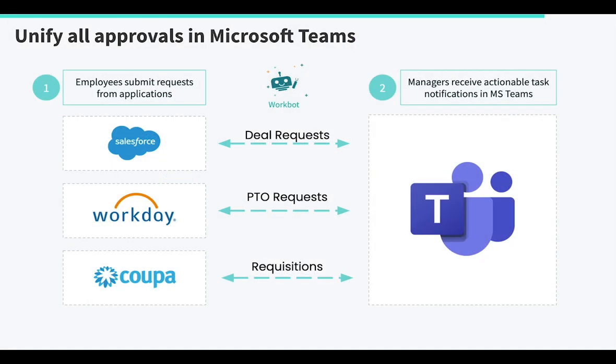Team managers often access different applications to approve requests. For example, deal requests in Salesforce, PTO requests in Workday, and requisitions in Coupa. There is a better integrated way for managers to approve requests without logging into another system and getting distracted by a different UI while trying to figure out how to get to the request to approve them.